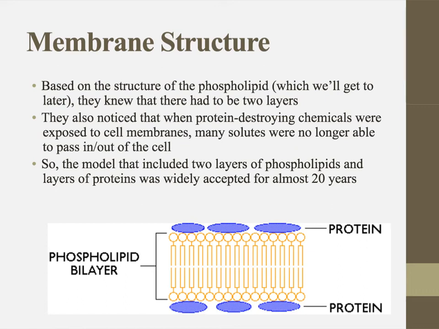So how did they come to this conclusion? They knew there had to be two layers just because of the way that the phospholipids interact with each other. We'll talk about that later. They also noticed that when they exposed the cell membrane to things that destroyed proteins, a lot of solutes were no longer able to pass in or out of the cell. So they identified the two main components. They just had to do some more work with the rearranging of those proteins and phospholipids.